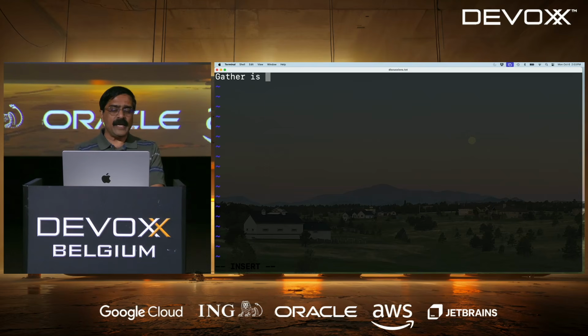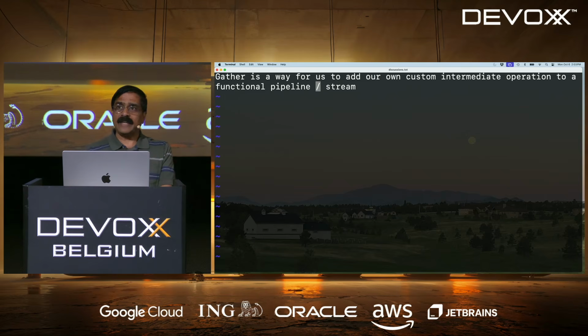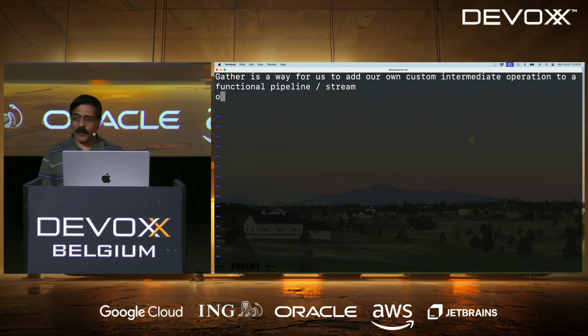So a gatherer is a way for us to add our own custom intermediate operation to a functional pipeline, essentially to a stream, right? You want to take a stream pipeline, but you want to be able to add your own custom operations into the pipeline. That is basically the idea of the gatherer. The gatherer is a way for you to add your own custom intermediate operation to a functional pipeline. So the question is, how do we actually do that?